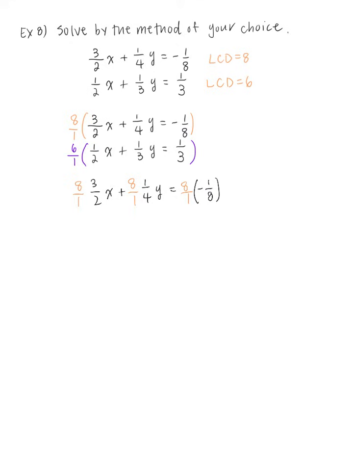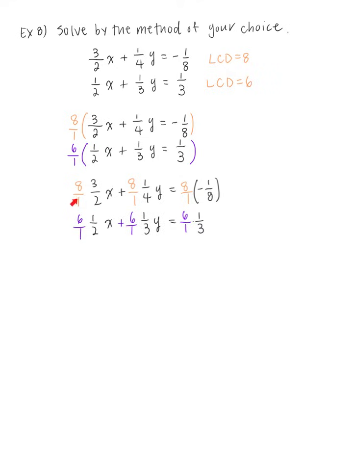All right, now let's do the same thing for the second equation. For the second equation, I'm going to distribute the 6. So we're going to have 6 over 1 times 1/2 x, plus 6 over 1 times 1/3 y, equals 6 over 1 multiplying 1/3. So far so good.